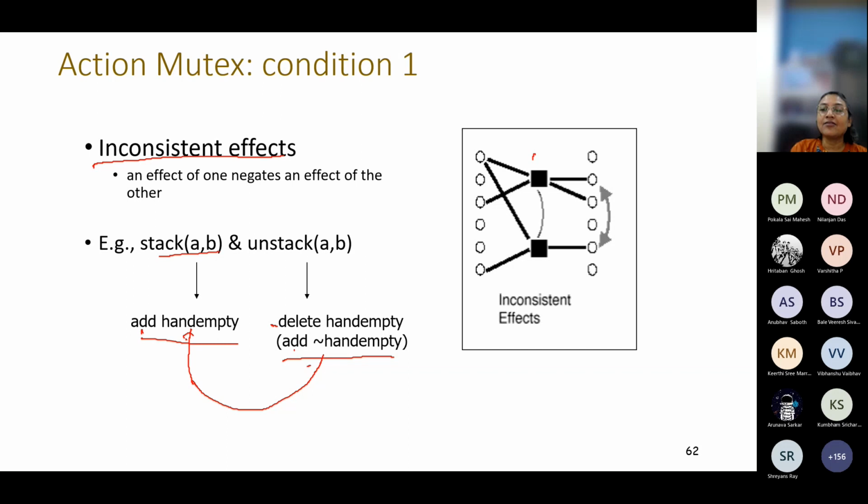Graphically, we can see we have action A1 and an action A2. A1 and A2 are mutex. We denote it by this gray arc because an effect of A1 is mutex with an effect of A2. In this case, they are negation of each other. Is this clear? Is this clear? Please respond.